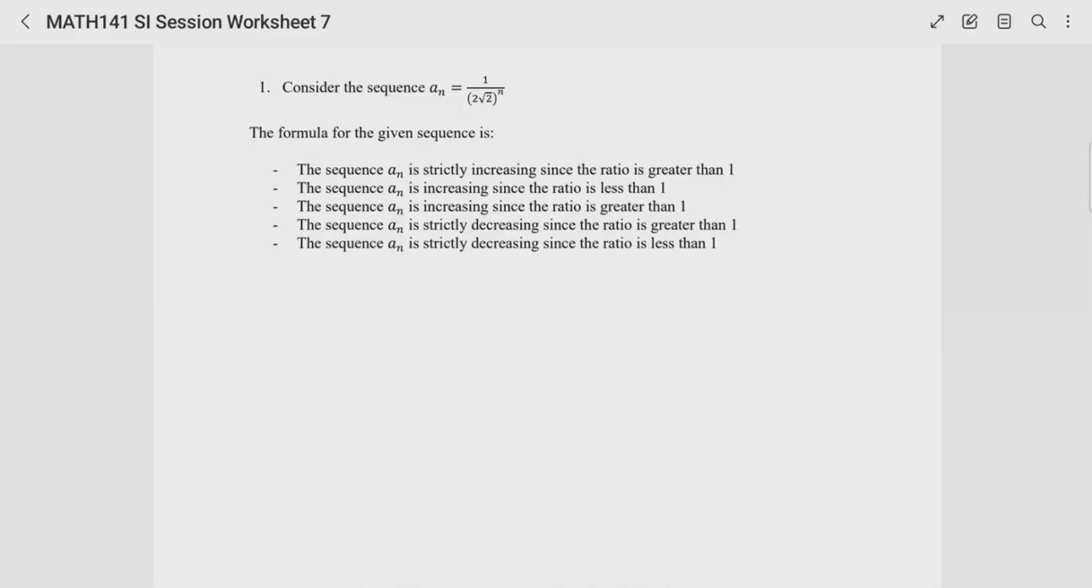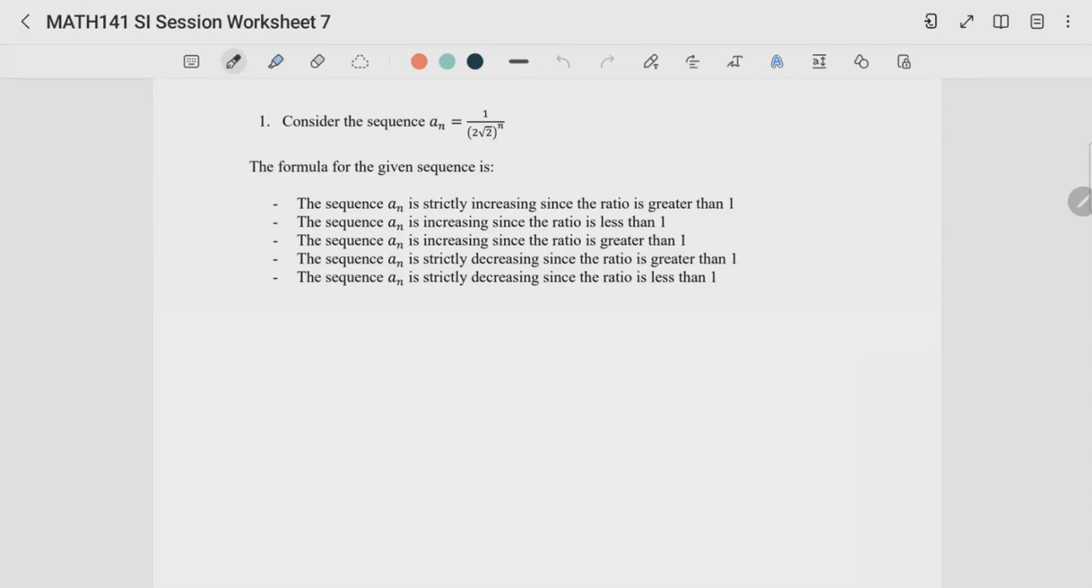So yeah, hopefully the problems in these worksheets will help you understand a little bit more these different concepts. So let's look at the first question that we have here.